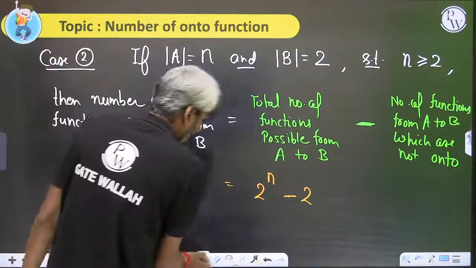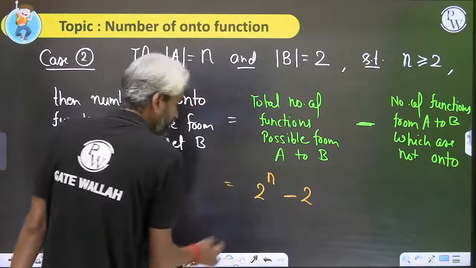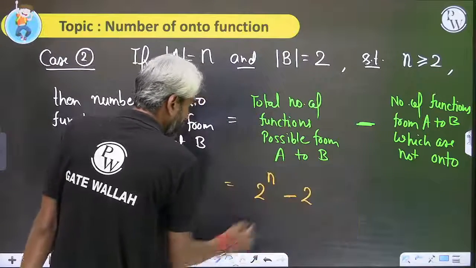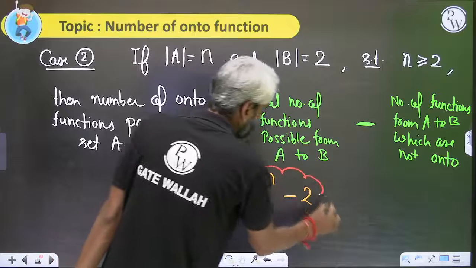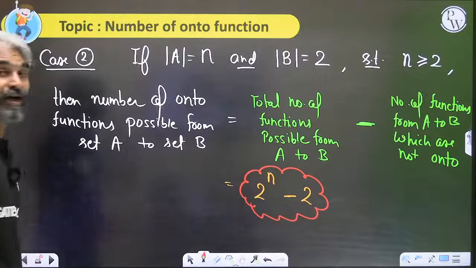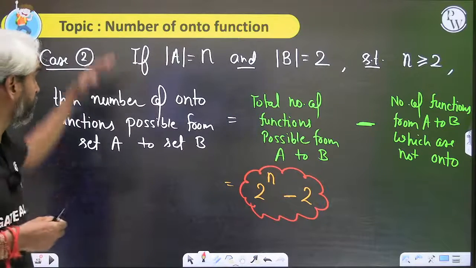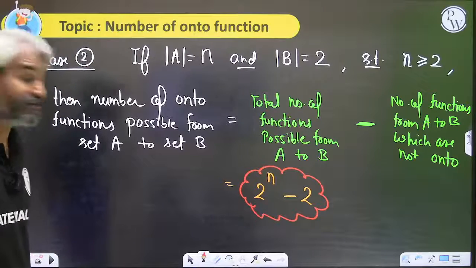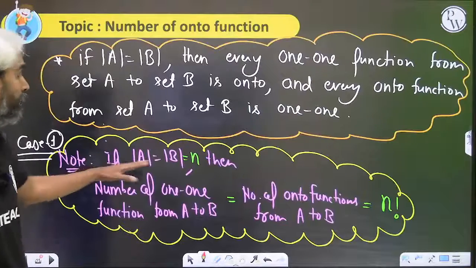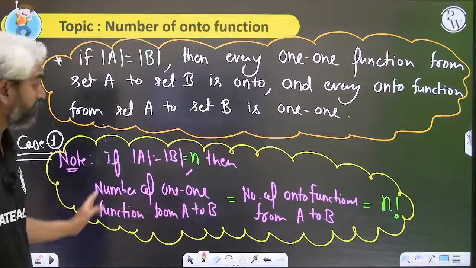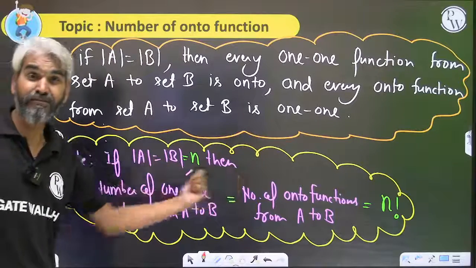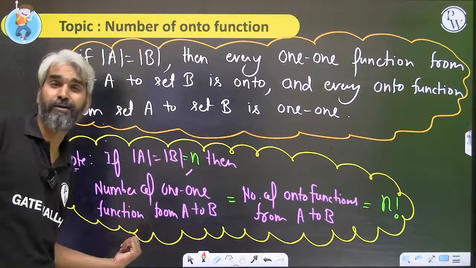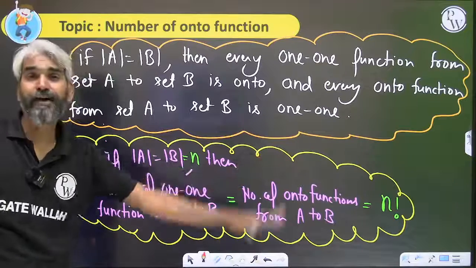So, the final answer for this case will be 2 raised to the power n minus 2. So there are different cases, and that's what makes the concept of onto functions interesting. The first case is when |A| equals |B| equals n, then the number of onto functions will be exactly the same as the number of one-one functions, and it's easy to calculate the number of one-one functions. They are nothing but n factorial.